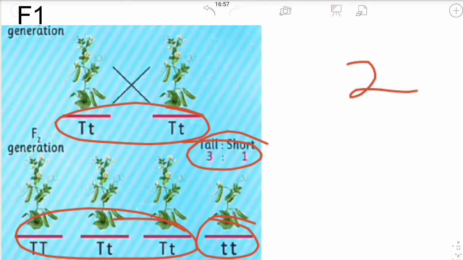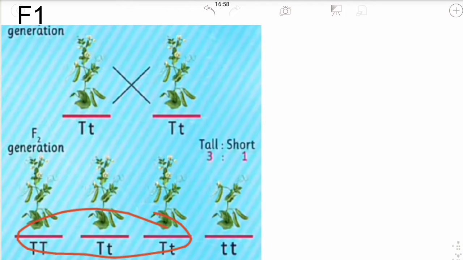To understand this very clearly, go back to my previous lecture on inheritance of one gene, where we understand this in great detail. You have got 3 tall plants and 1 dwarf plant, but to understand the monohybrid cross, this is really enough.